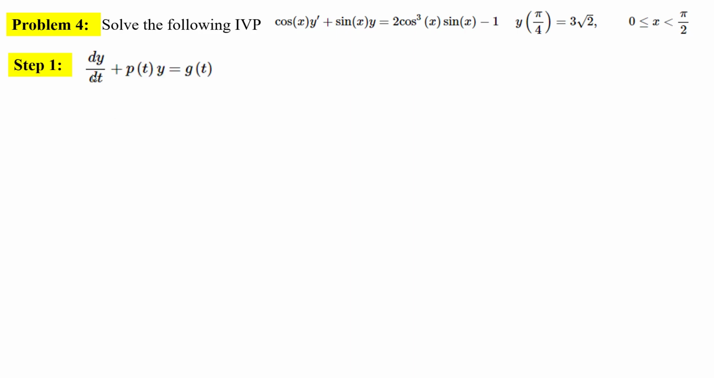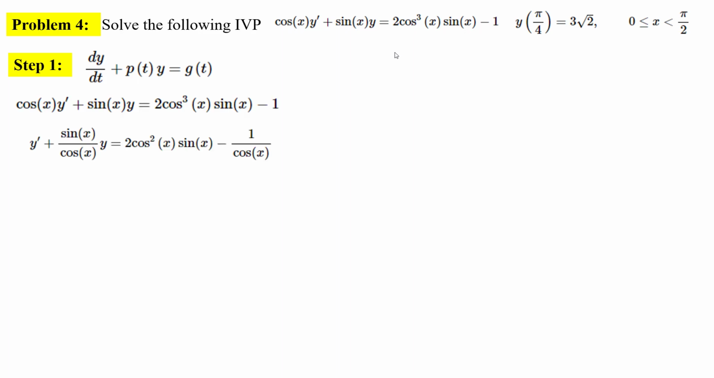Step 1, I have y in terms of x, but y can be in terms of t as well. So make sure the equation is in this form. Is it? Oh boy, that's hard to tell. But it looks like if you divide each side by cosine of x, it will be. So I'm going to start with the original and divide each side by cosine of x. So y prime plus sine of x over cosine of x times y equals this. Okay, so sine of x divided by cosine of x is my p of t, or p of x. And then this insanity is my g of t, or g of x.